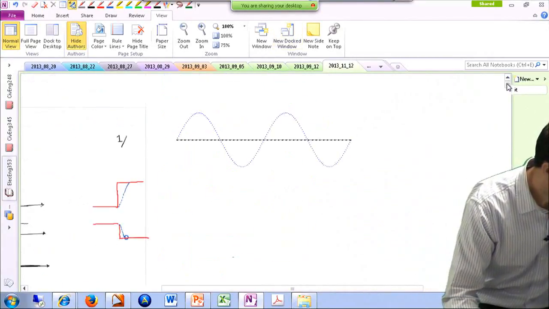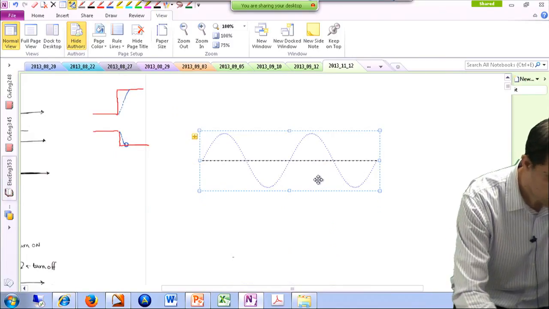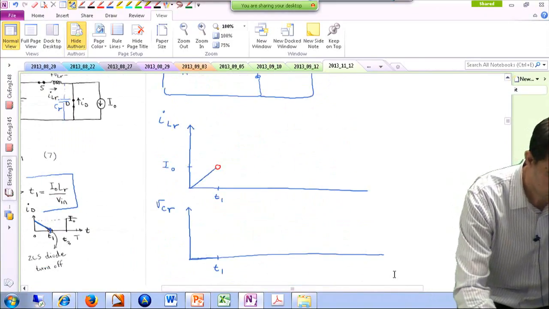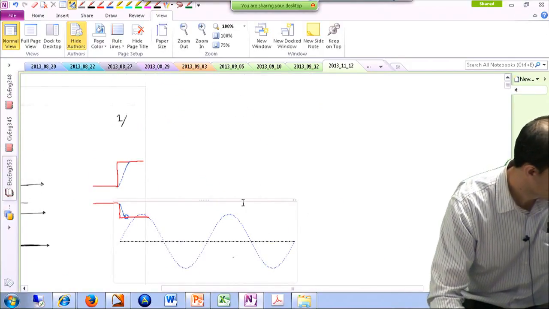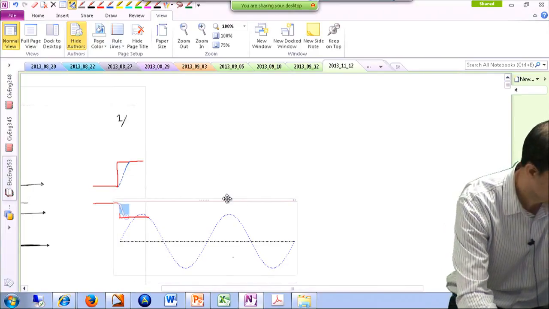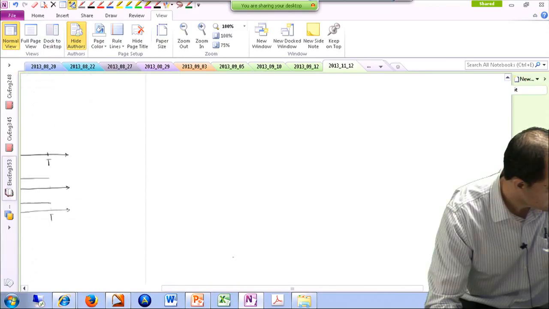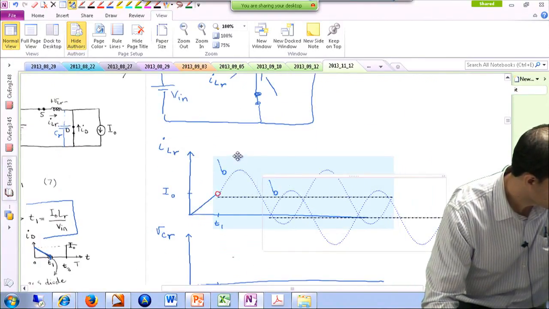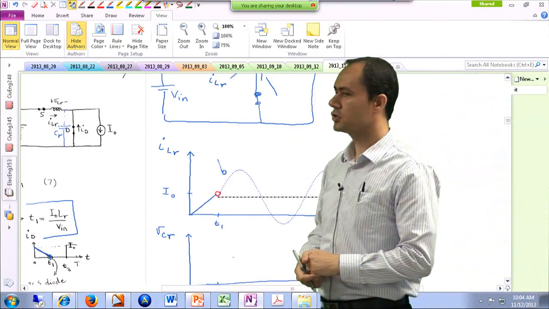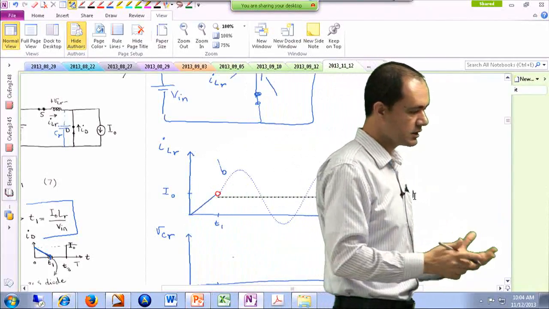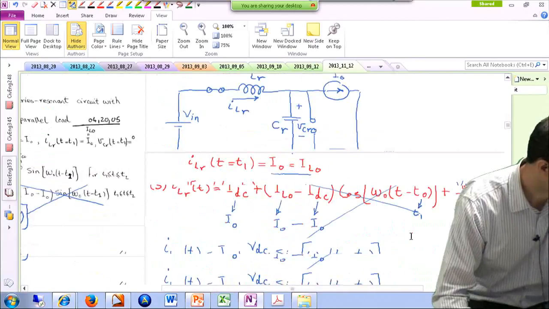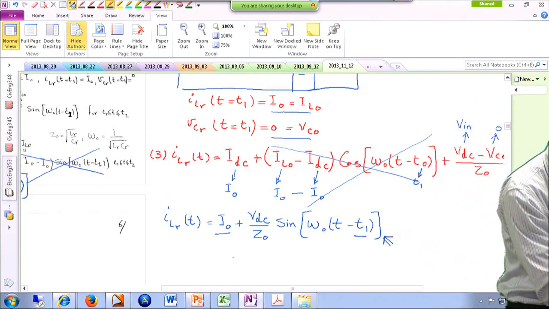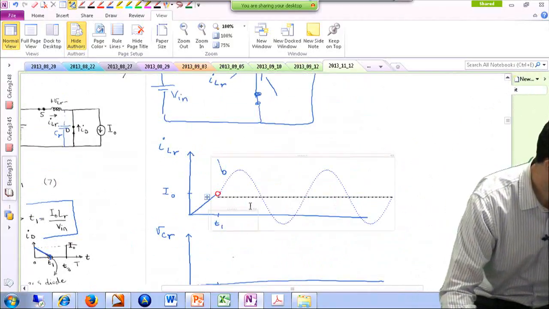And I'm going to cheat a little bit using the sine thing that I have from before. It didn't work. Okay. So ILR is trying to follow a sine function, and the sine function starts at t equals t1. And there is a DC bias to that, and that DC bias is Iout. So actually, I'm referring to this equation over here. Okay? So I have this DC bias plus a sine function that is 0 at time equal to t1. So it's trying to follow this pattern over here.